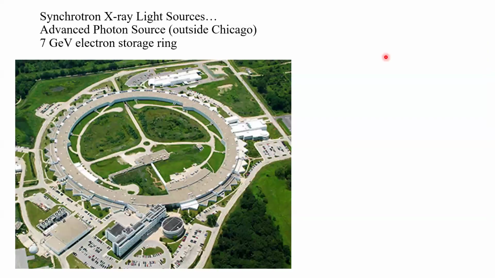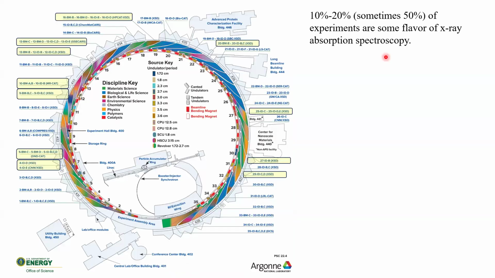This is the Advanced Photon Source located outside Chicago. And what's shown here is a sector map. At each of these sectors, you have 1 to 4 X-ray beams coming off, and they can all be used simultaneously. So there could be as many as perhaps 100 or 110 experiments all going on simultaneously. Each of the sector labels that has the yellow highlighted box around it does XAFS or something closely related. So that's a pretty significant fraction.